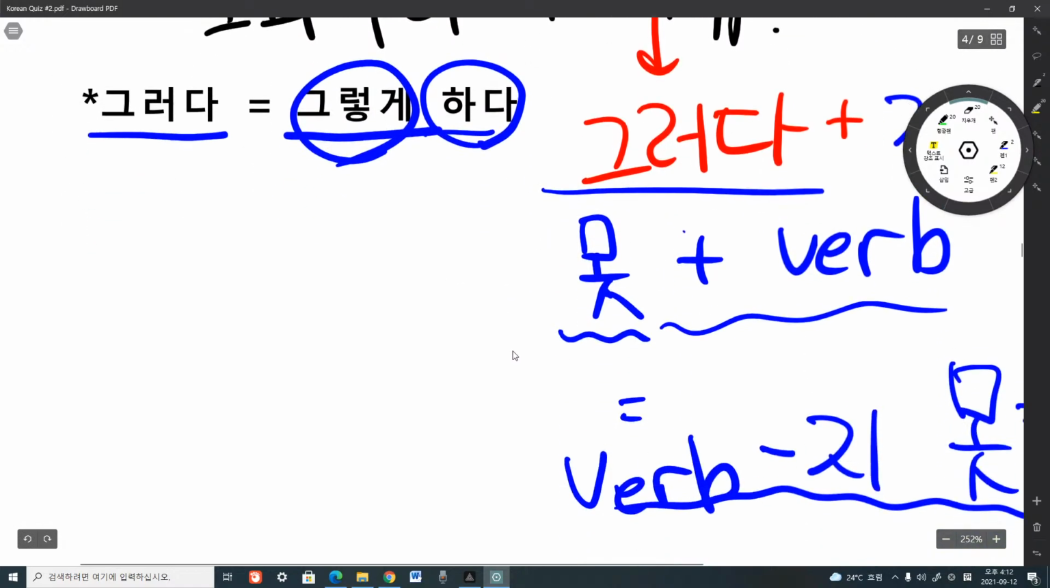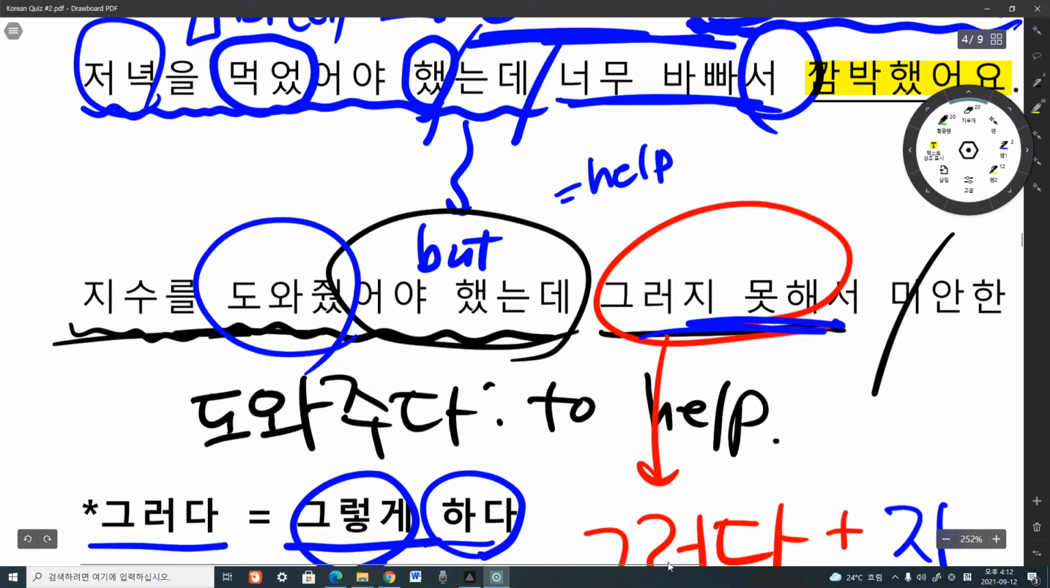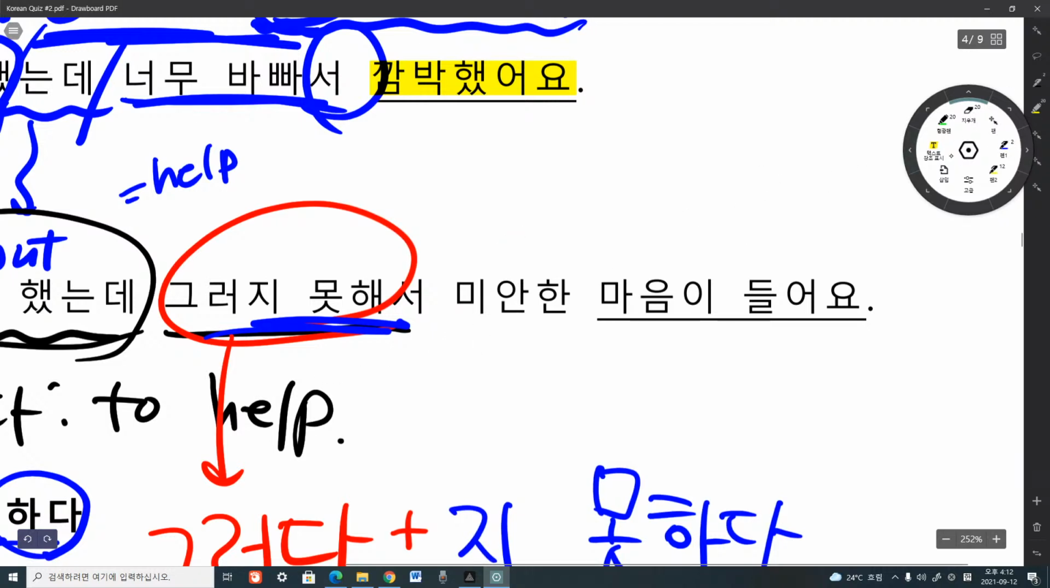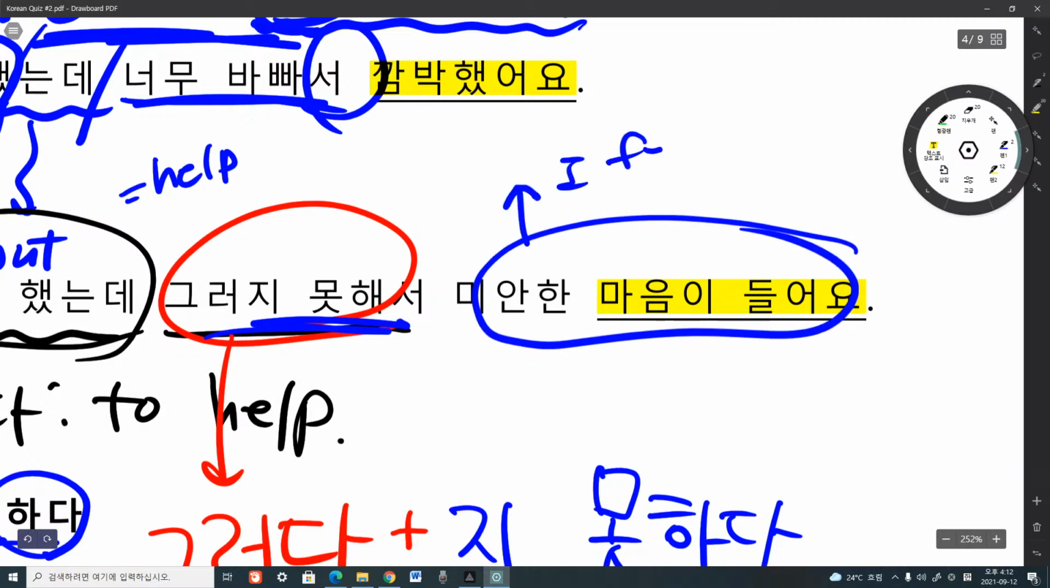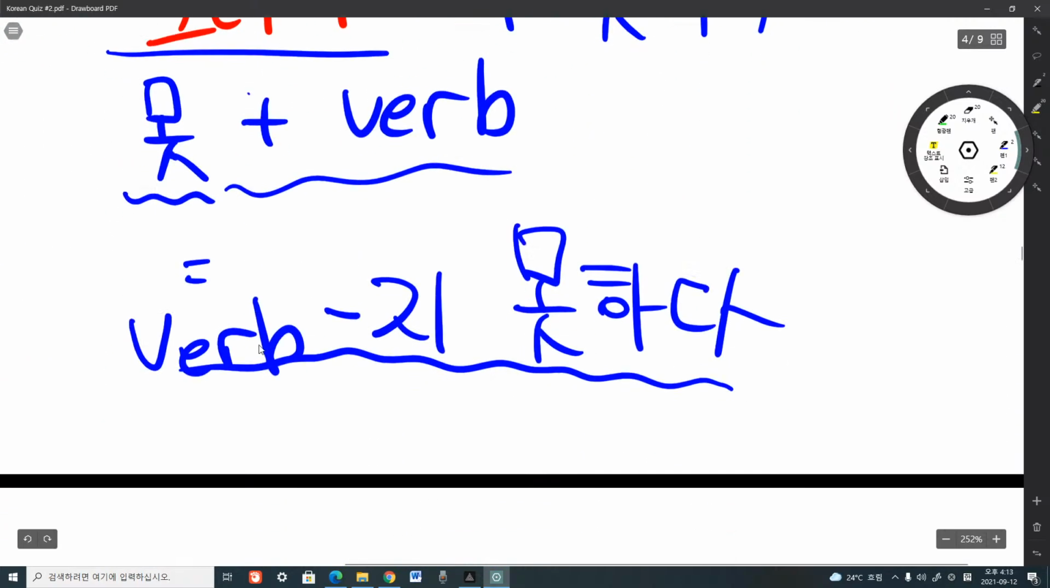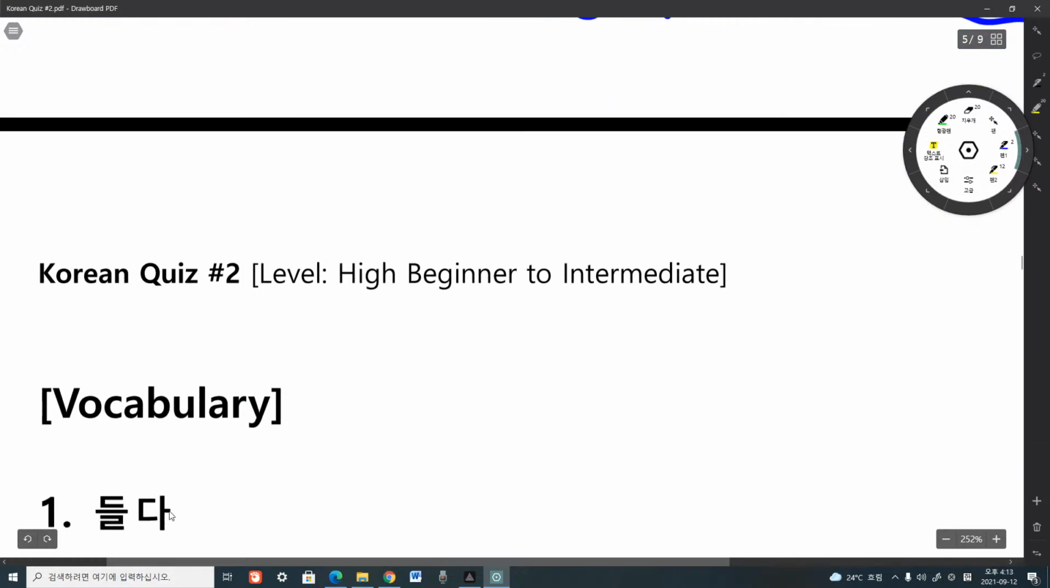그 다음에 so 그러지 못해서 but I couldn't do that. So 미안한 마음이 들어요. 여러분 혹시 마음이 들어요? Do you guys know this expression? 마음이 들어요? So 미안한 마음이 들어요 means I feel apologetic. Like I feel very sorry. Like I should have helped Jisoo but I couldn't do that, so I feel sorry. And so you guys know what 미안하다 means. But I'm sure 마음이 들어요 might be a little unfamiliar to you guys. And that is what we're going to learn in the next section, guys. Next section.